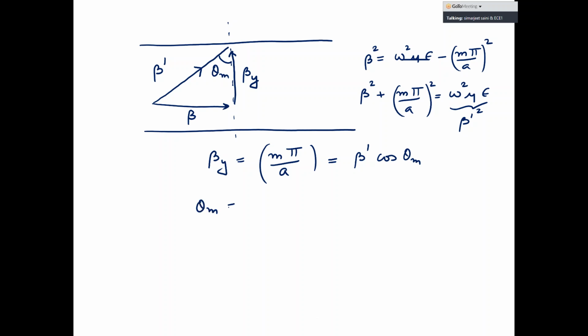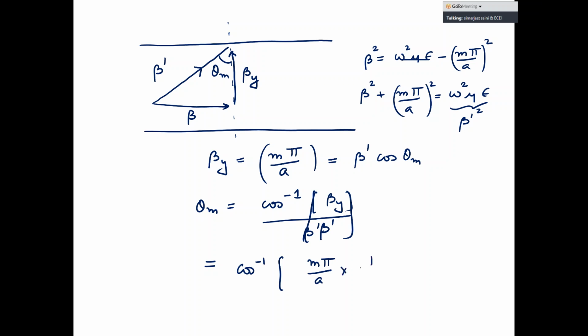So theta m is going to be cos inverse of beta y divided by beta prime, which if I now substitute, will be cos inverse of m pi by a divided by beta prime, which we said was omega square root of mu epsilon. And m pi by a times 1 over square root of mu epsilon is nothing but the cutoff frequency. So this angle theta m would be cos inverse of omega cm by omega.